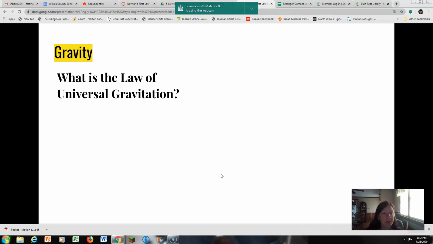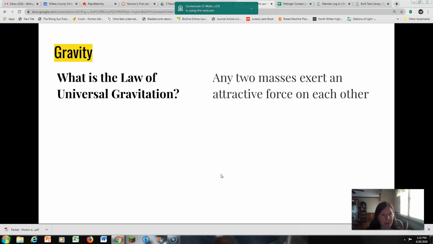All right, so we also have something called the law of universal gravitation, that any 2 masses exert an attractive force on each other. Okay, and you will notice during the semester that we will have a lot of laws.